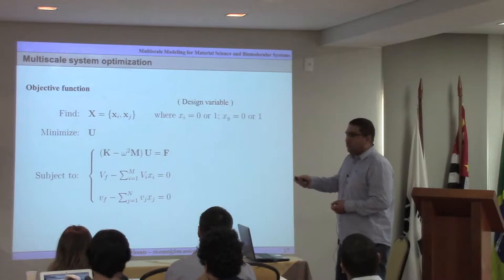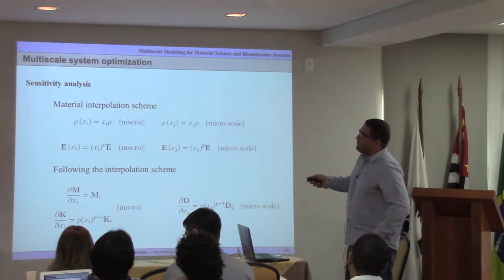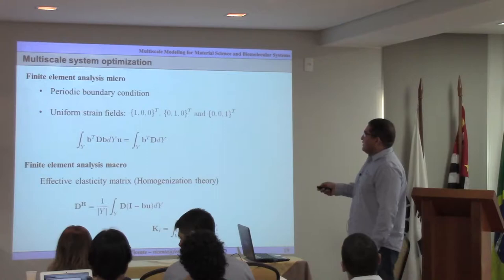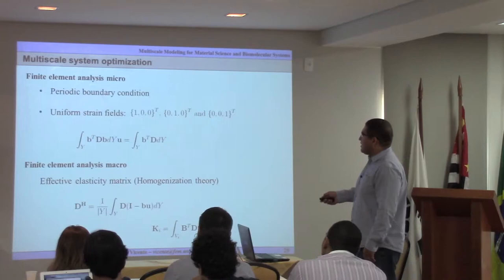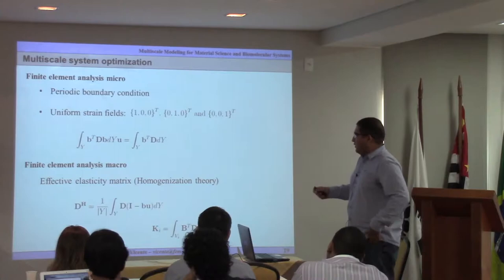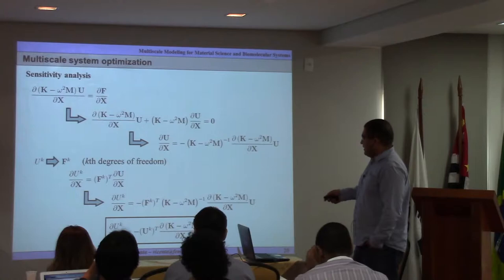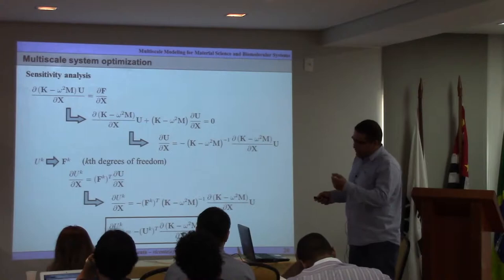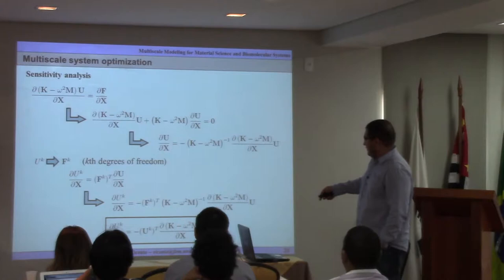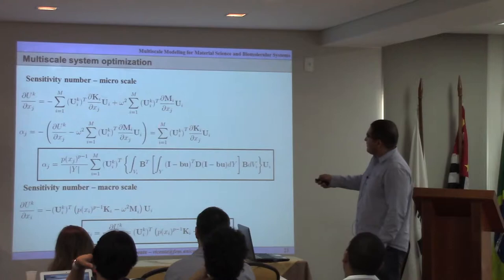And then here, for the sensitivity analysis, we need a material interpolation. Then the sensitivity analysis will be done on micro and macro scale. In the macro scale, we use the homogenization theory in order to get the effective elastic matrix. And here is the sensitivity analysis on the macro and micro scale. It's very similar to the case shown before, where we can classify the element in accordance with its stiffness and mass matrix and the displacement on the micro and macro scale. Now some numerical results.